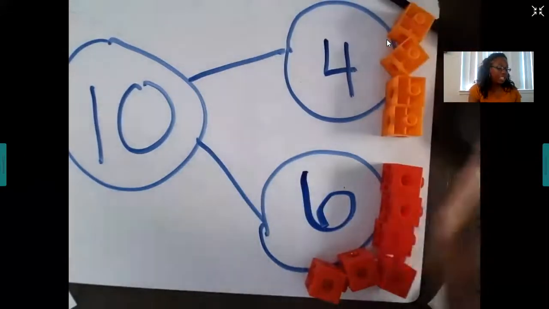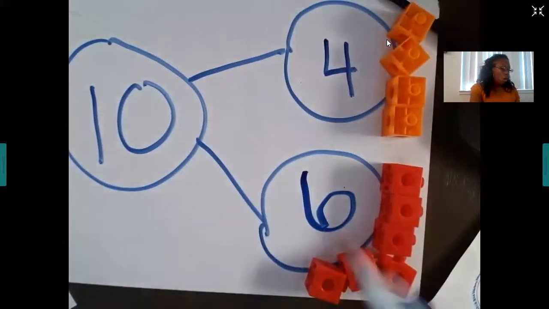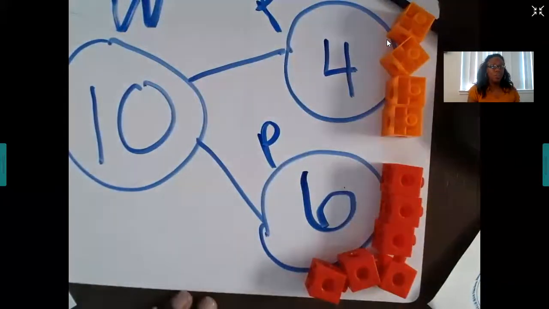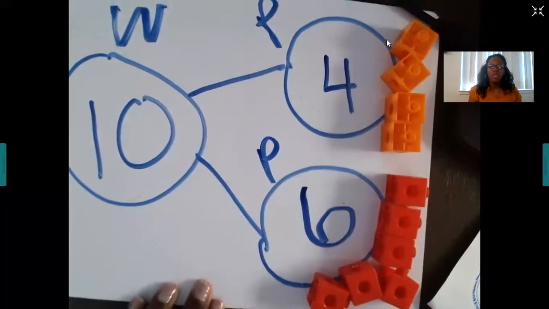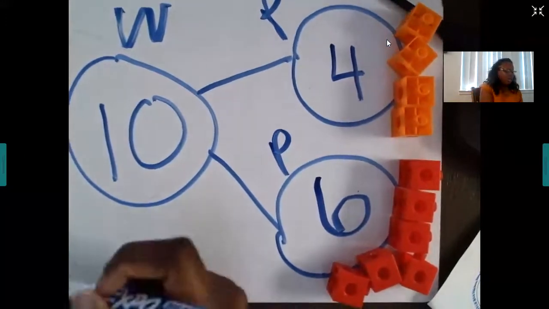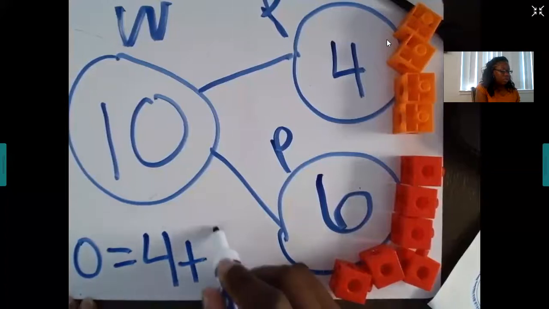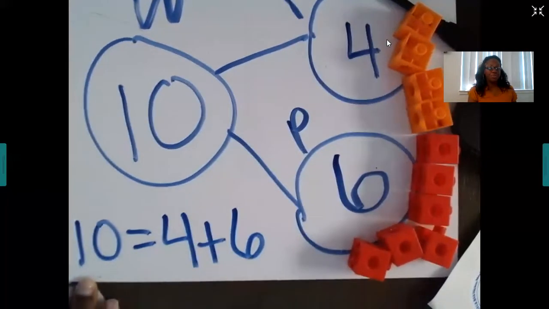Do 4 and 6 make 10, which is our whole? Let's count and see. 1, 2, 3, 4, 5, 6, 7, 8, 9, 10. Yes, it does. That's how you know if you did it right. So let's write our number sentence or equation for our problem. 10 equals 4 plus 6.